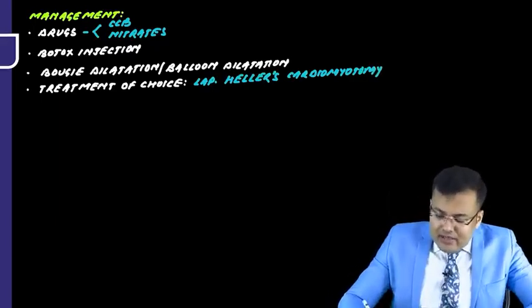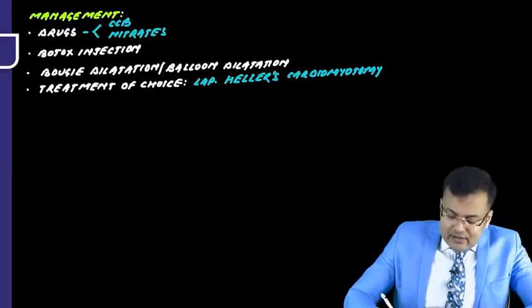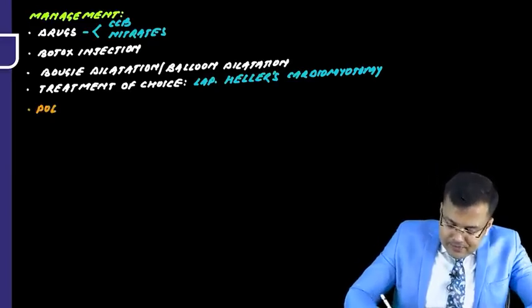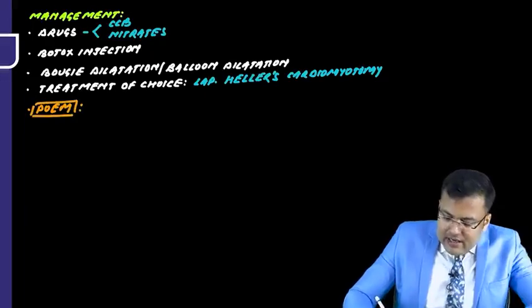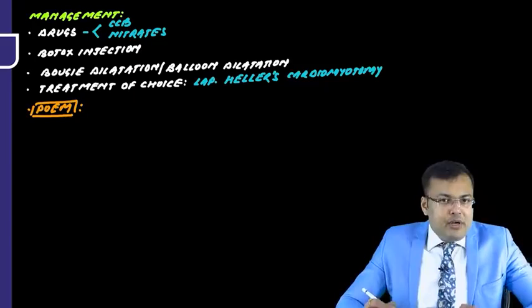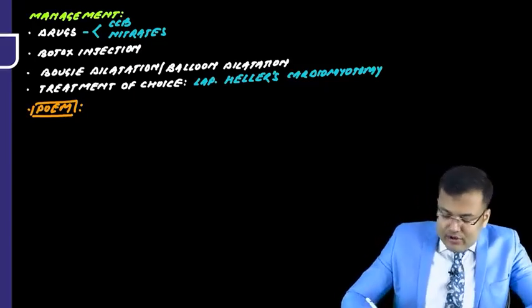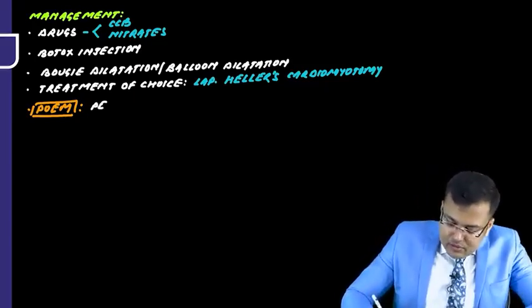There is another treatment which is done. What's the name of that treatment? This is known as POEM. POEM is also done for achalasia cardia, and the full form of POEM is per oral endoscopic myotomy.